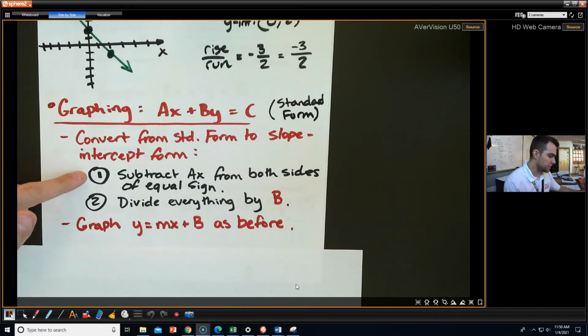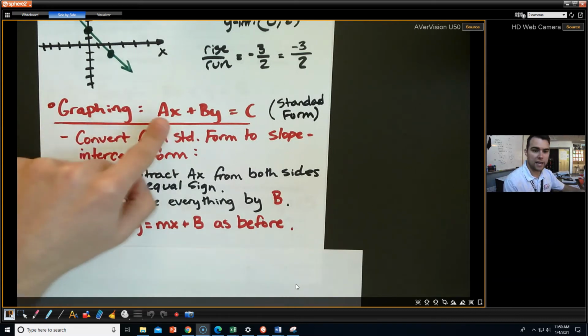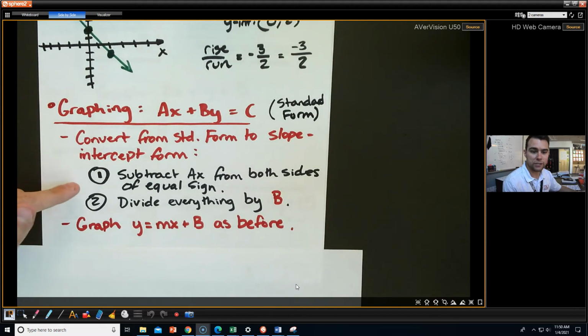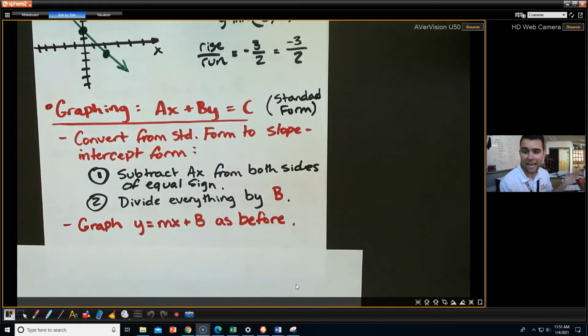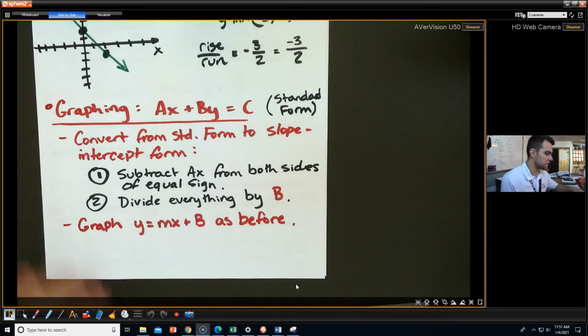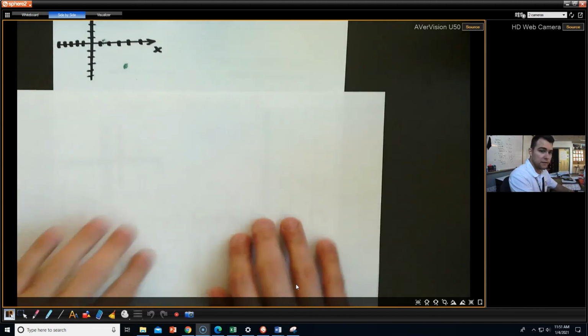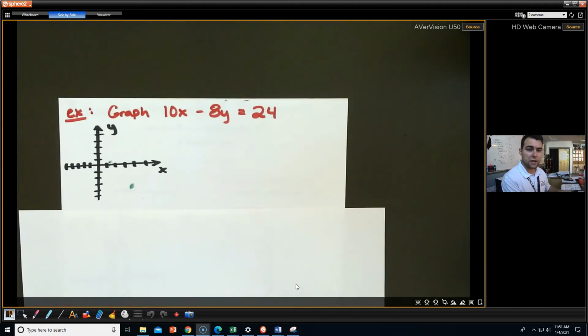First thing is subtract this ax term from both sides of the equal sign, and then divide everything by this number b. Divide everything. We're going to see that in a little bit. Once we've done that, we can just graph it like y equals mx plus b like we did before. So let's get some practice under our belts. This first one we have here is 10x minus 8y equals 24. So let's do those two steps in our notes.